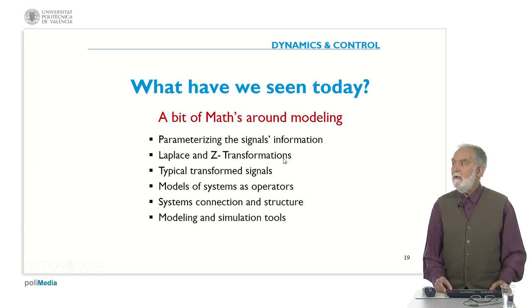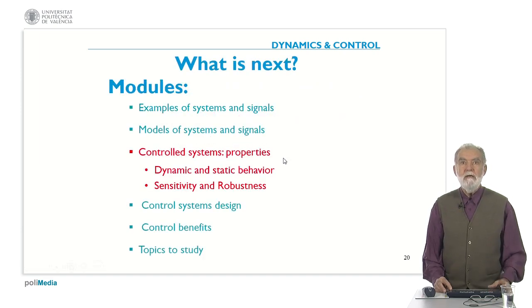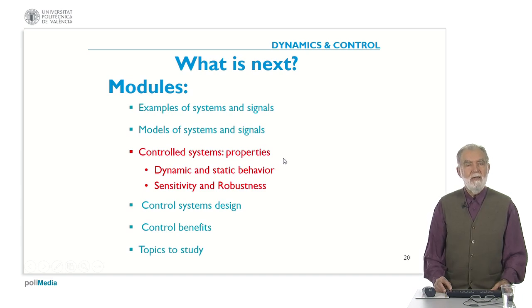And we have also seen the models of systems of operators and in which way we can deal with different structures. And all together will allow us to handle very complicated systems and very sophisticated signals. So what is next? With that we have completed module 2, and the next will be to analyze the properties of controlled systems, the dynamic and static behavior, the sensitivity and robustness. And that's all for today.